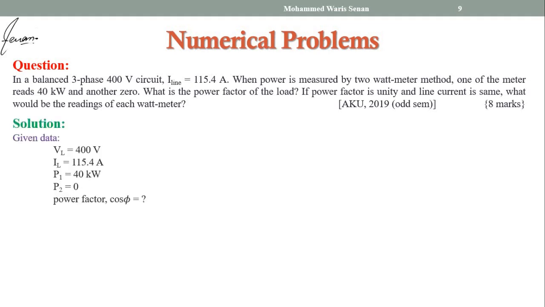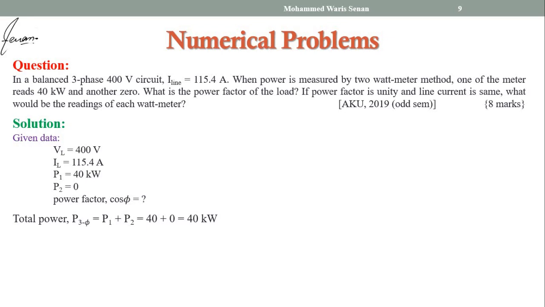If you see, the given data in the question is line voltage is 400 volt, line current is 115.4 ampere. The reading of one wattmeter is 40 kilowatt and the other reading is 0. Now we need to find the power factor. So let us first calculate the total three-phase power measured by the 2-watt meter. The total three-phase power measured by the wattmeters will be 40 plus 0, that is equal to 40 kilowatt.